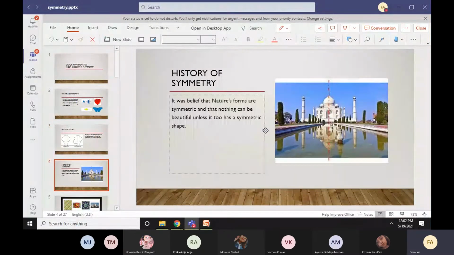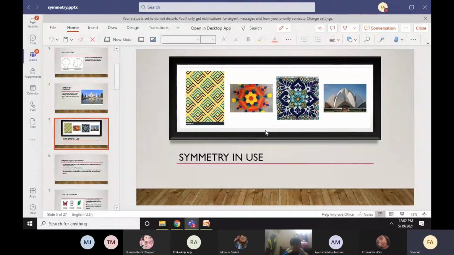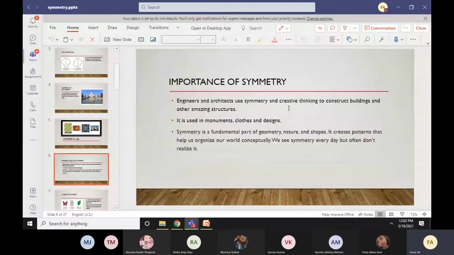Previously we also learned about the history of symmetry. From olden times it is present. Many people make symmetric shapes and use symmetry. There are many uses of symmetry in monuments, in buildings, in tiles, in clothes. There are so many shapes which have a symmetric pattern. There is so much importance of symmetry. It is used in monuments, clothes, designs, architecture. Engineers use this concept to make buildings and other amazing structures.